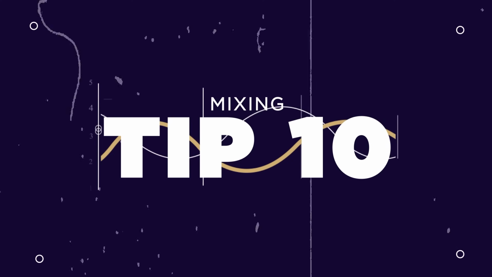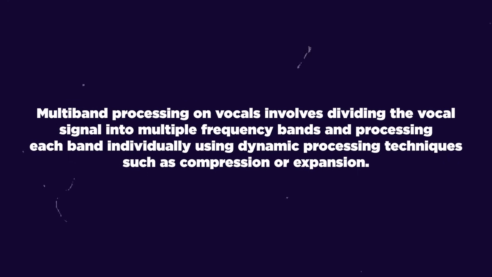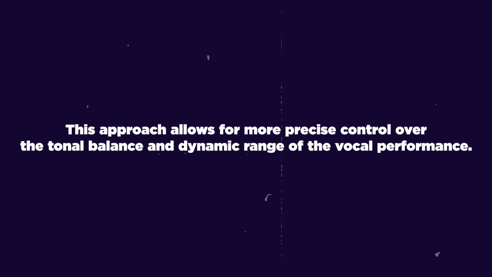Tip 10 is multiband processing on vocals. Multiband processing on vocals involves dividing the vocal signal into multiple frequency bands and processing each band individually using dynamic processing techniques such as compression or expansion. This approach allows for more precise control over the tonal balance and dynamic range of the vocal performance.